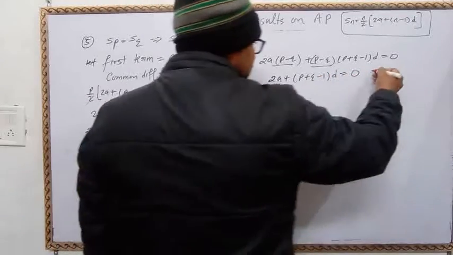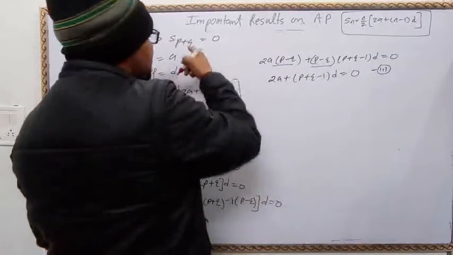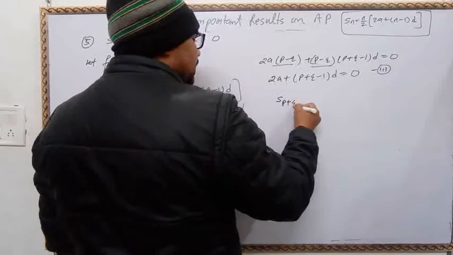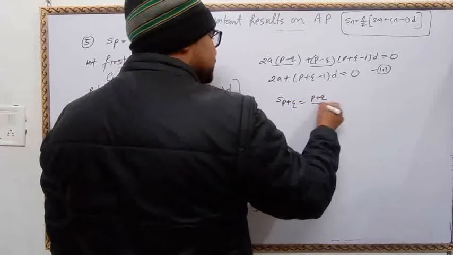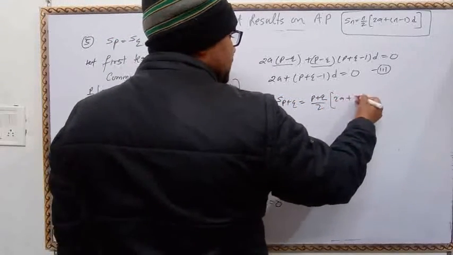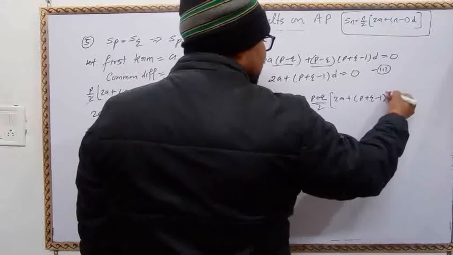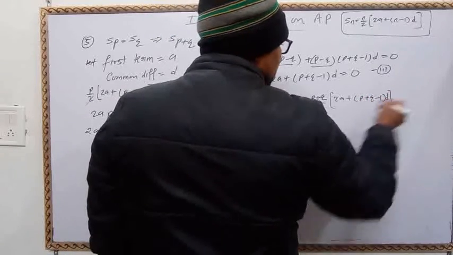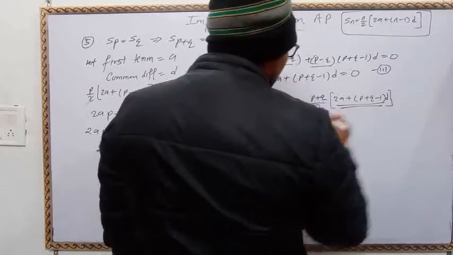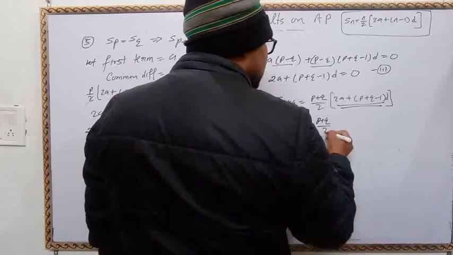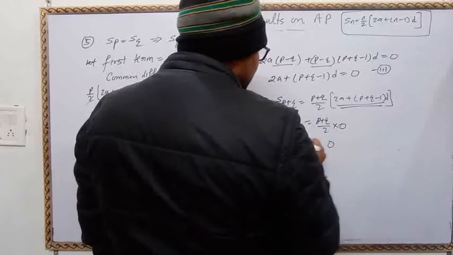Okay. Third, what we want to find? S(p+q). S(p+q) means (p+q)/2 [2a + (p+q−1)d]. Okay, the value of this is 0, means (p+q)/2 into 0. It means it will be the 0.